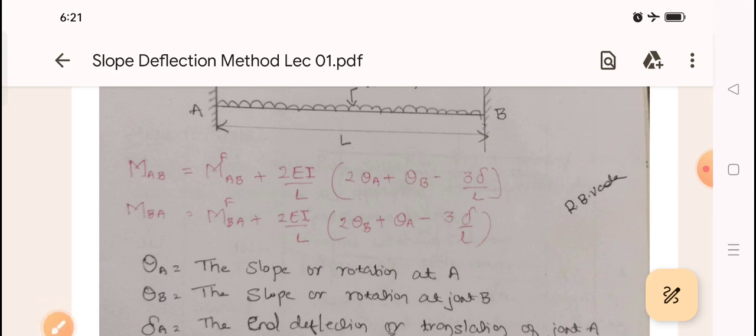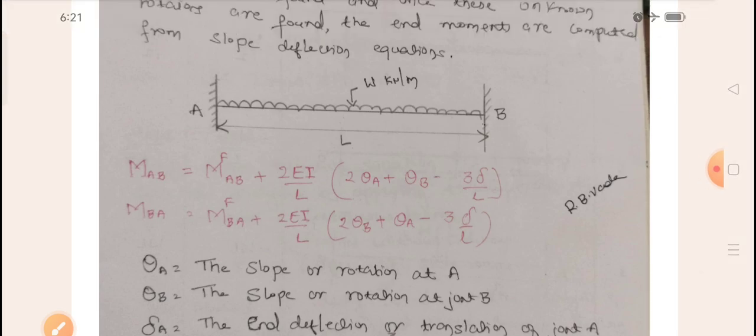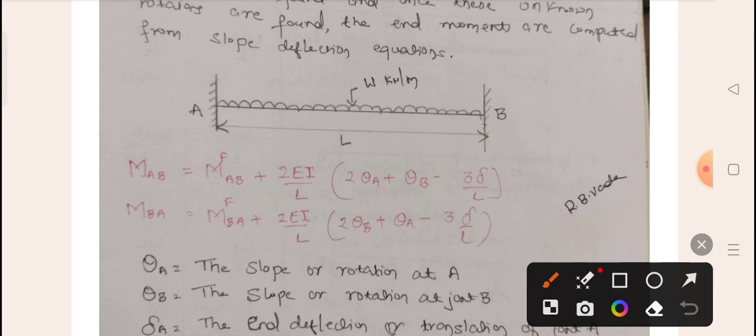Next is 2 EI by L. EI means what? That is flexural rigidity. This is the thing you are supposed to remember. Here E means Young's modulus, I means moment of inertia. So usually it is given in the question. E and I values will be given in the question, or the combined value of EI, the flexural rigidity, should also be given. And L is what? L is the span of the beam. So which span are you supposed to take?